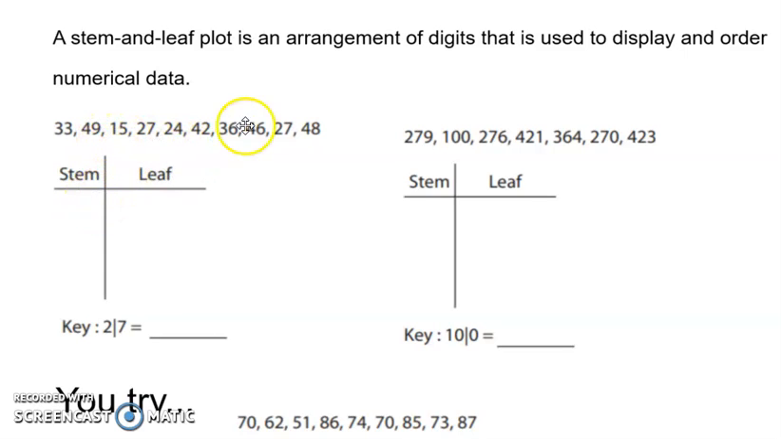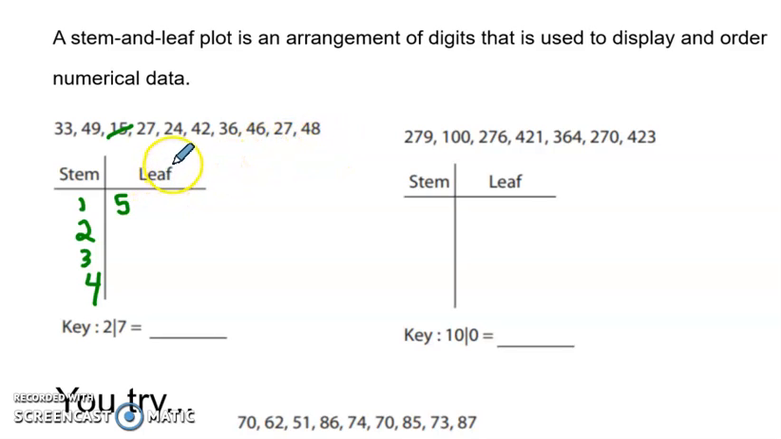My stem is going to start at 10. Let's go ahead and do that. So I'm going to do tens, 20s, 30s, 40s. I think that should cover it. Then you start with your smallest number. I have 15 right here, so it's a 1 and a 5. It doesn't look like I have any more in the 10s.